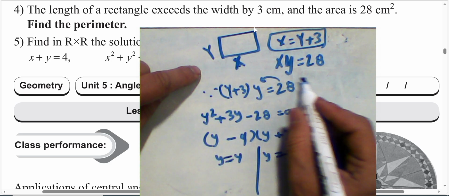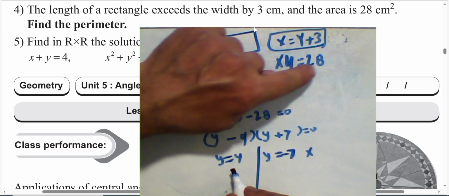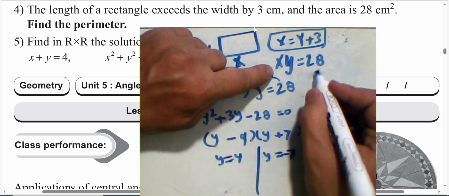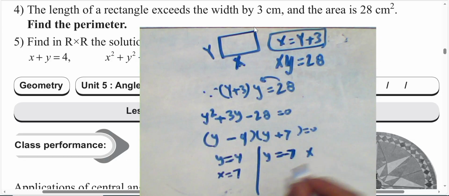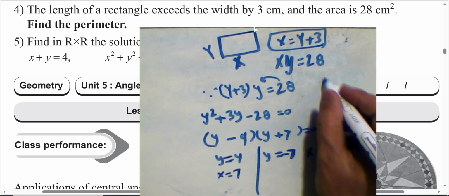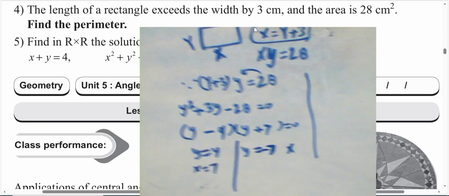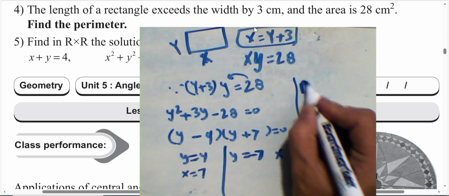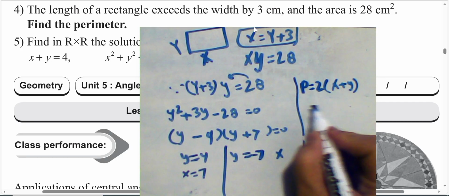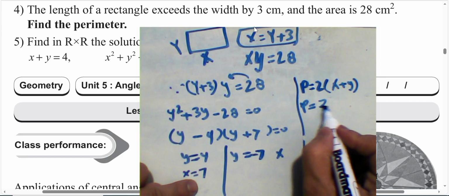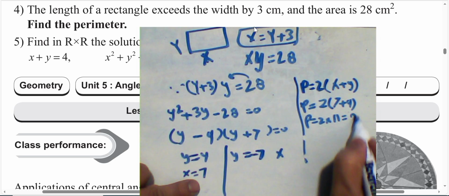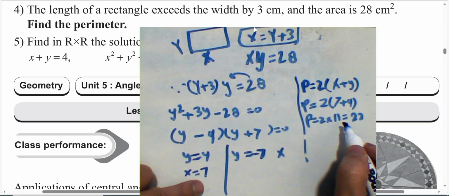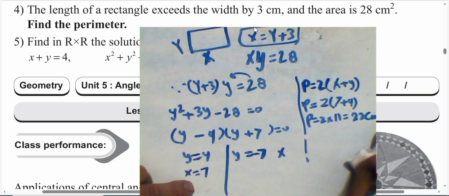Then we can find the value of x. We have x times y equal 28, y equal 4. 4 times 7 equal 28, then x will be 7. These two dimensions will be 4 and 7. Now I will find the perimeter. The perimeter of a rectangle is twice the sum of length and width. We have two dimensions, 7 and 4, then 2 product by 7 plus 4, which is 11. The result will be 22. The perimeter here will be 22 centimeter.